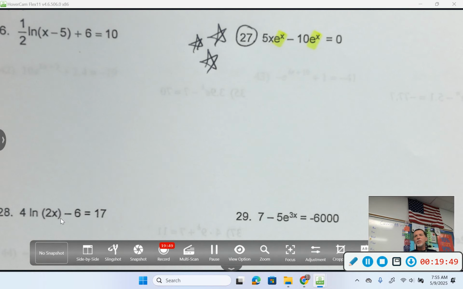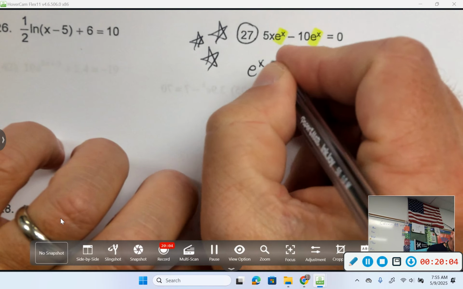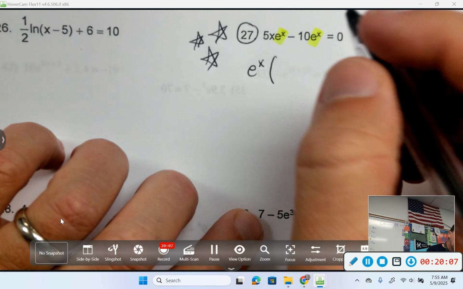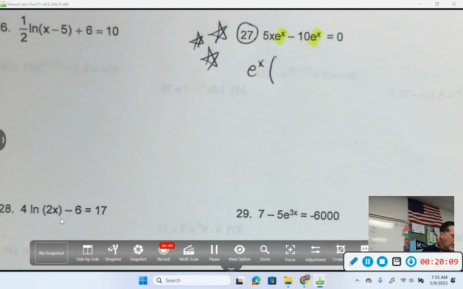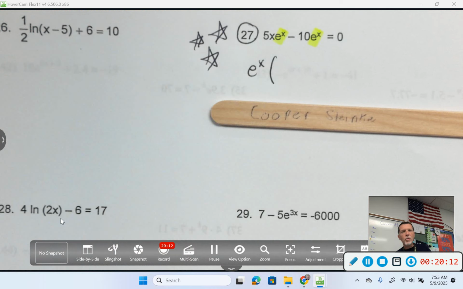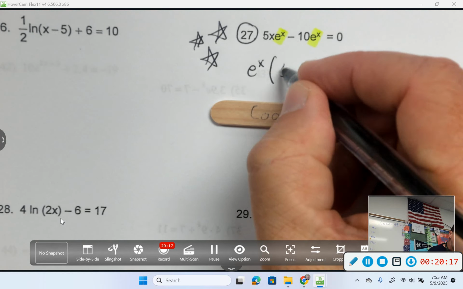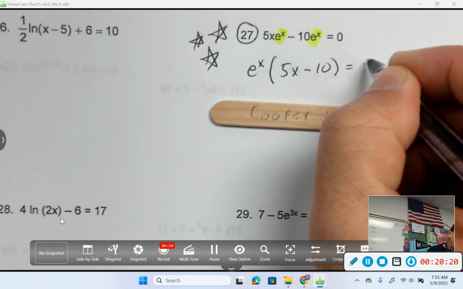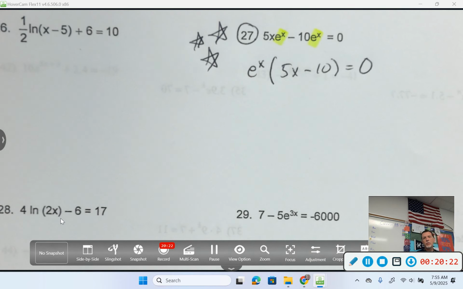I will enlighten you. Both of those terms have an e to the x on them. So what can we do if two terms have the same thing in them? You could factor it out. So let's factor out e to the x. Cooper, what would be left if I factor out e to the x? Oh, 5x minus 10. Which means I could have factored out a 5 as well, but the 5 doesn't matter as much.